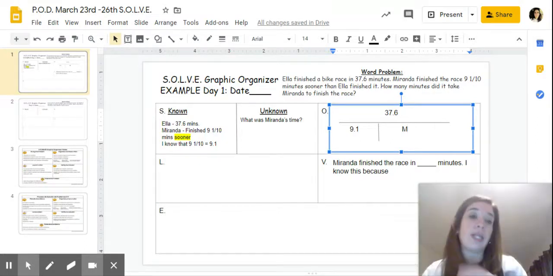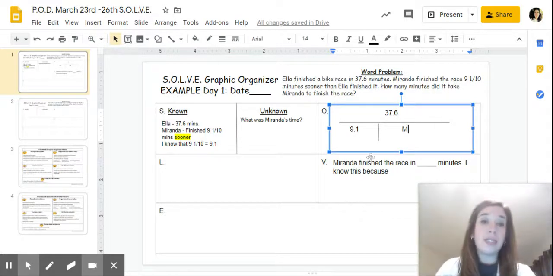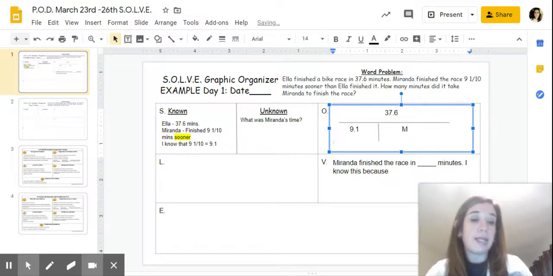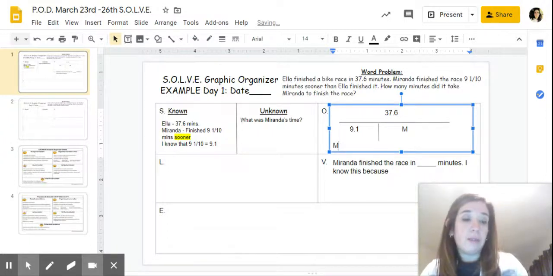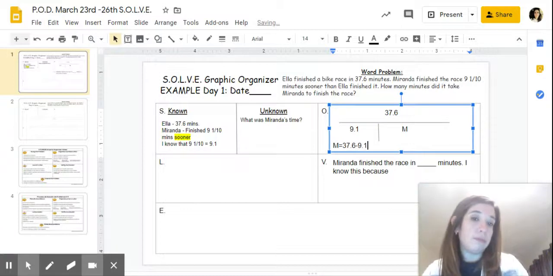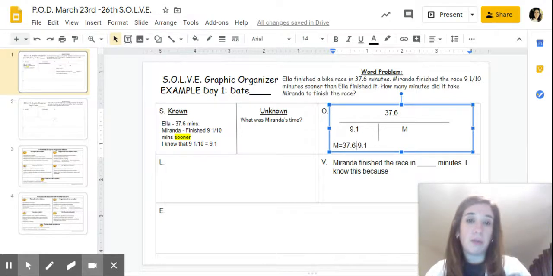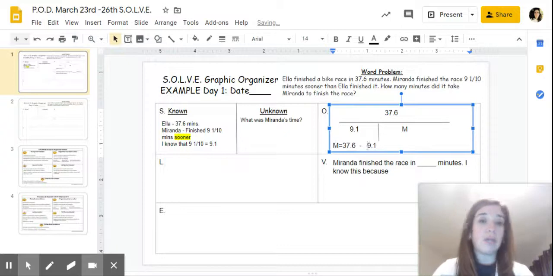You all could also do it like a sentence, meaning like an equation, right? A situation equation. And if I wanted to do that, just to show you an example, I can say that M equals 37 and 6 minus 9 and 1. That's going to give me Miranda's time. Okay, so that's another way you all can do it. And I should probably put a little bit of space here so you all can see that it's subtraction. 37 and 6 minus 9 and 1 is going to give me M, Miranda's time.